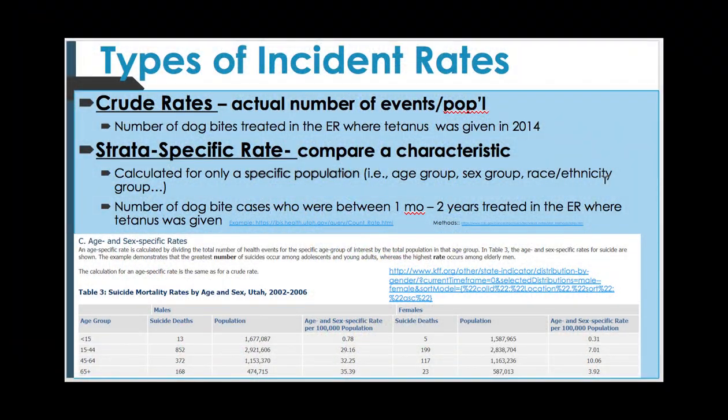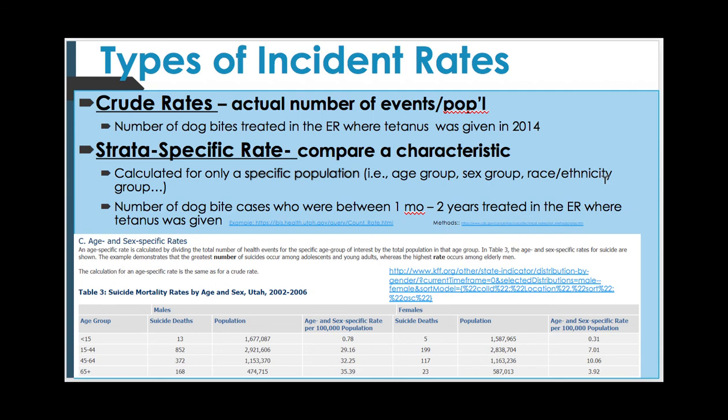So some other types of incidence rates. Crude rates are summary rates based on the actual number of an event, such as a birth or a death, in the total population over a given time. A strata-specific rate will allow us to compare characterizations. So we calculate only for a specific population. Usually it's broken out by age, sex, race, or ethnicity.